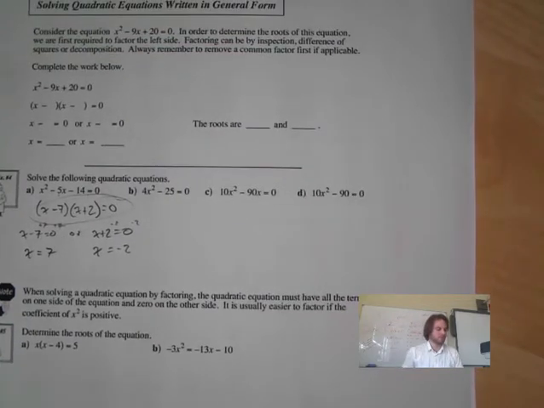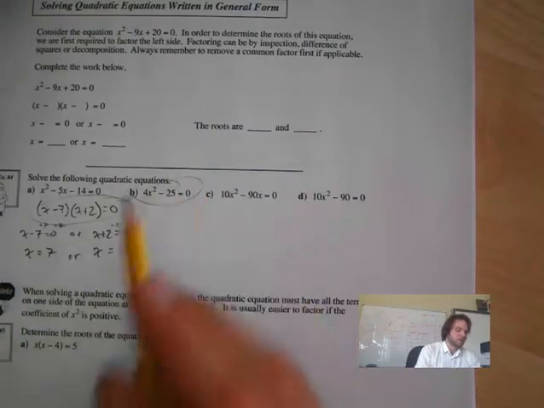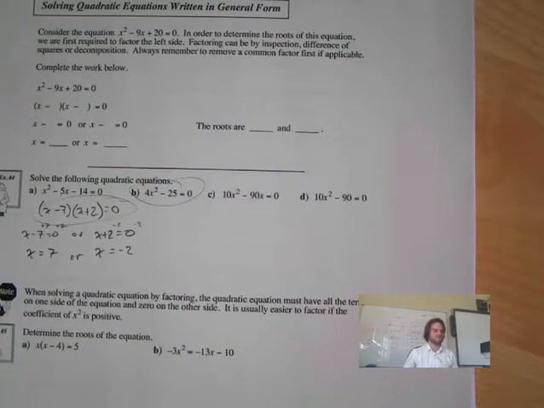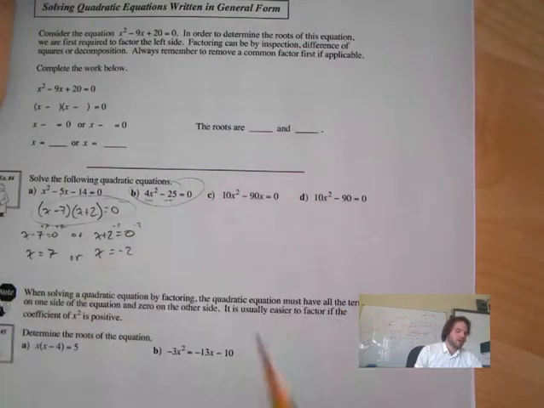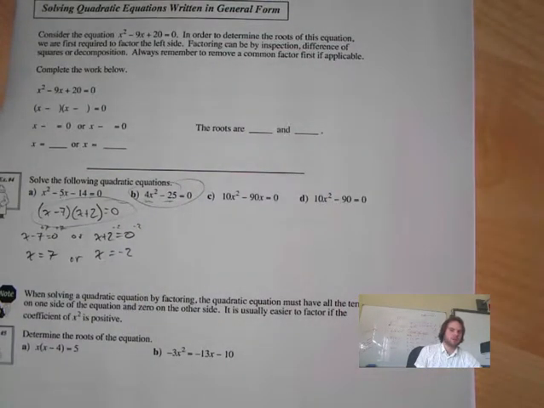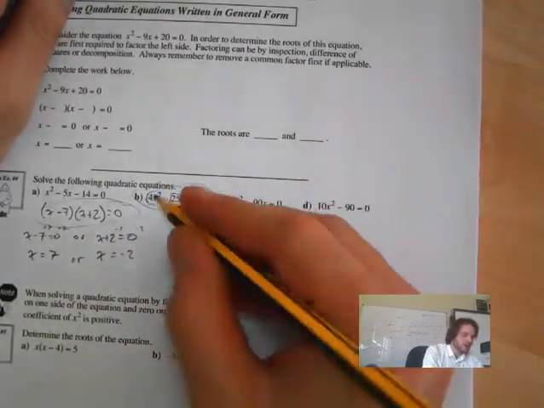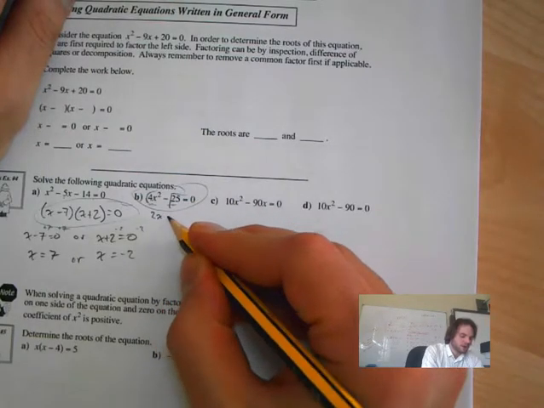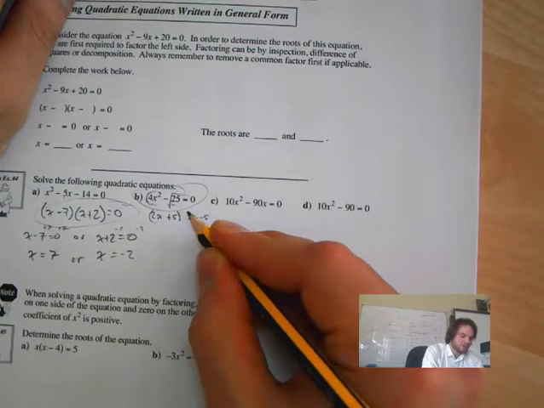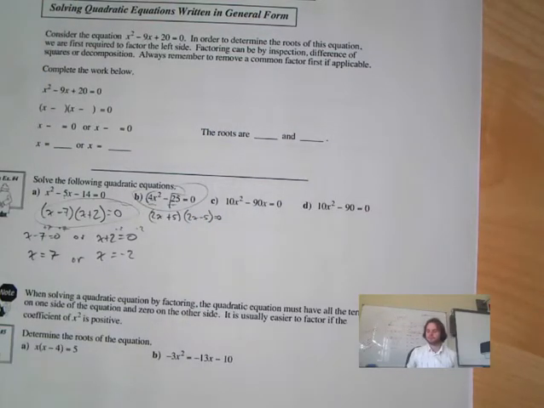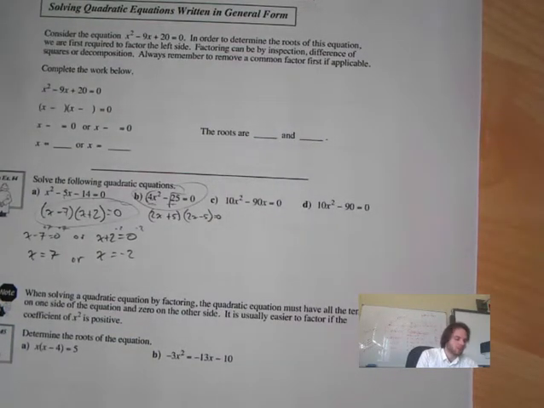All right, now my next one. Oh, look at this. Isn't that looking complicated? It's not that bad, I don't think, though. We have 4x squared and 25. Well, if I remember, that is something unique. It is a difference of squares. I can square this and square that. So I'm going to get 2x plus 5 and 2x minus 5 is equal to 0.